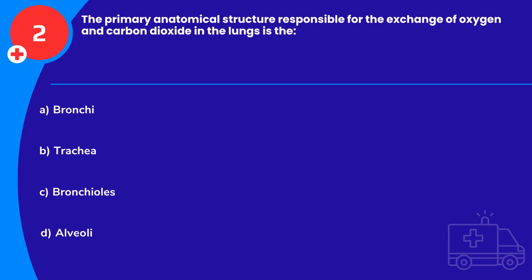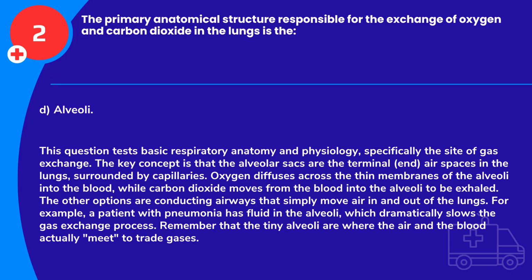Question 2. The primary anatomical structure responsible for the exchange of oxygen and carbon dioxide in the lungs is the A. bronchi, B. trachea, C. bronchioles, D. alveoli. Answer: D. alveoli. This question tests basic respiratory anatomy and physiology, specifically the site of gas exchange.